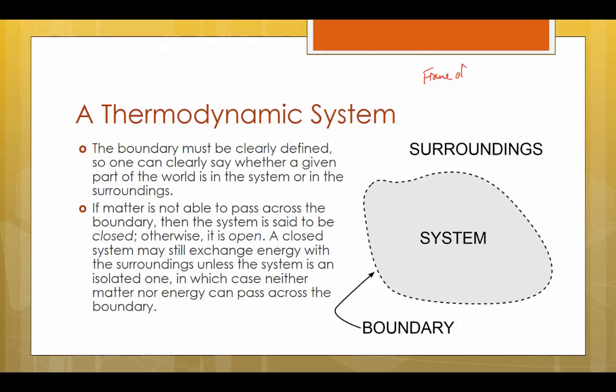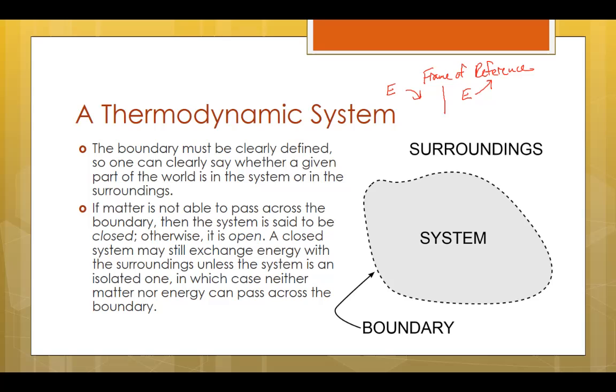Okay? Because we can establish any frame of reference, and that's going to change what our system and surroundings are. But in terms of energy coming in and energy going out, we have to realize that the boundaries that separate the system and the surroundings have to be recognized, identified, and kept closed for the most part. So if matter is not able to pass across the boundary, then the system is said to be closed. However, if matter can be transferred across that boundary, then the system is considered to be open.